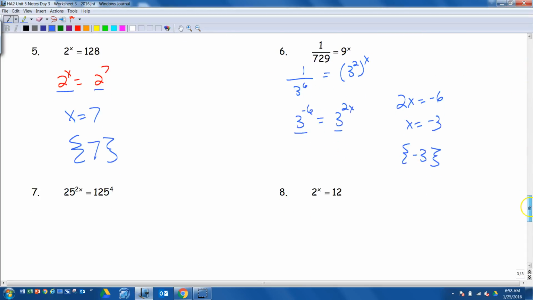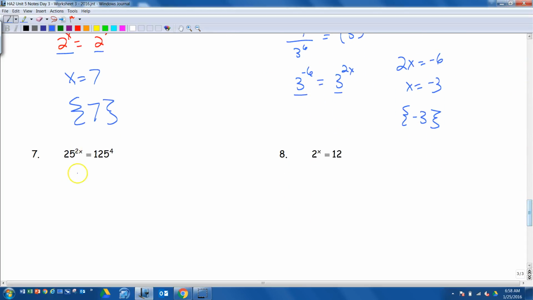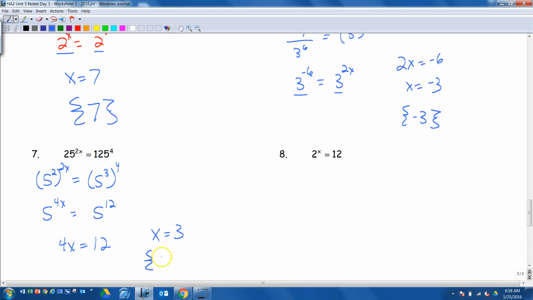Okay. Number 7, I can also use changing the bases. So you should get 5 to the 4x equals 5 to the 12th. And again, you guys should be trying these without help right now, because these should be things you can do. Okay, so that's 7.